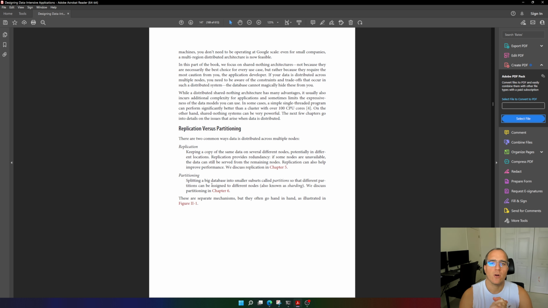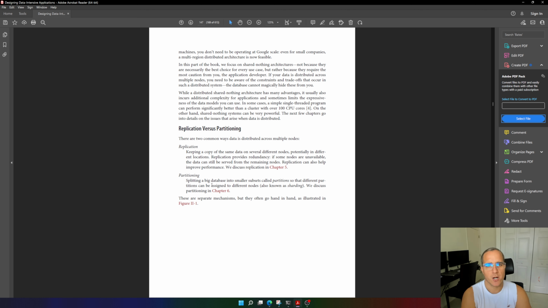In this part of the book, we focus on shared-nothing architectures, not because they are necessarily the best choice for every use case, but rather because they require the most caution from you, the application developer. If your data is distributed across multiple nodes, you need to be aware of the constraints and trade-offs that occur in such a distributed system. The database cannot magically hide this from you.